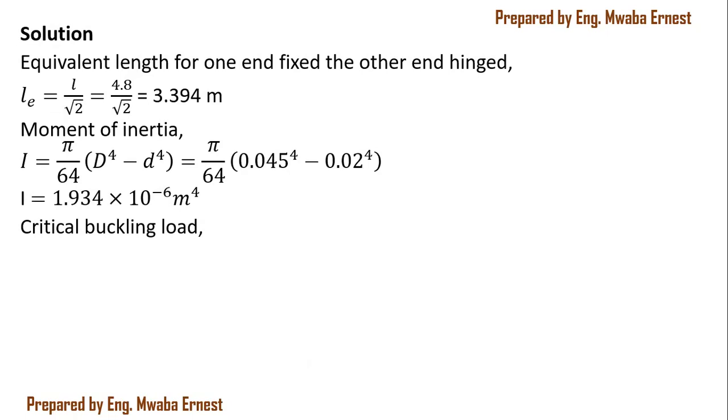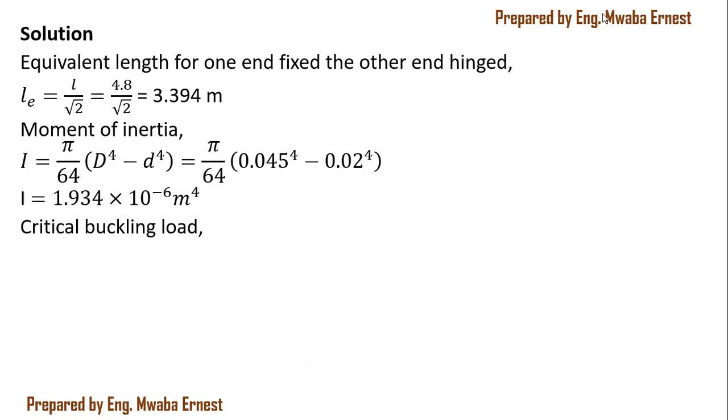So the equivalent length in such a scenario is given by L over root 2. Our length is 4.8, then divide by square root of 2. Your answer is supposed to be 3.394 meters. Taking that into consideration, we will also need to find now the I, which is the second moment of area.